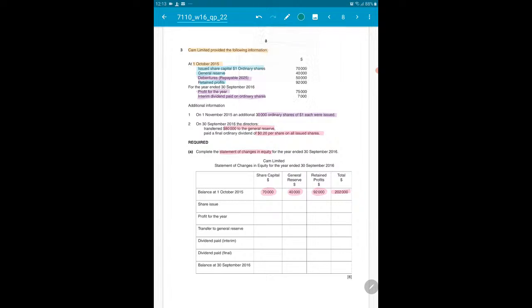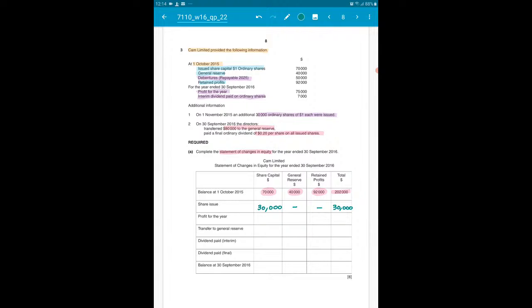If we start with the share issue, we know that 30,000 ordinary shares at $1 each are issued. So it will be $30,000 that will be added in the shares issue. There will be no adjustment in the retained earnings and general reserve. So just add 30,000 in the total column, because the shares have increased and the shareholders have taken the shares and the company is receiving cash against the shares that they have issued, basically for the finance purpose.